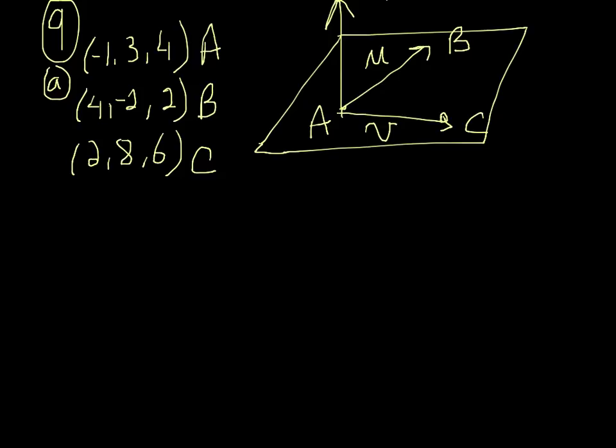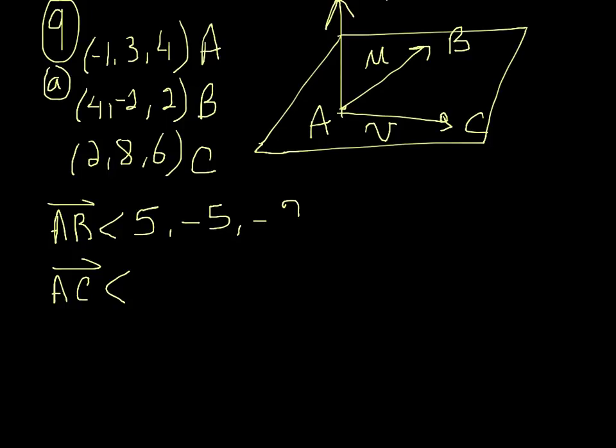Done. Here I have 3 points in the plane. I need to write the equation of the plane. So I took the points A, B, and put them in component form of a vector, and then I took the vector AC and put it in component form. AB turned out to be 5, negative 2, and AC happened to be 3, 5, 2. Do terminal minus initial for each one of those.